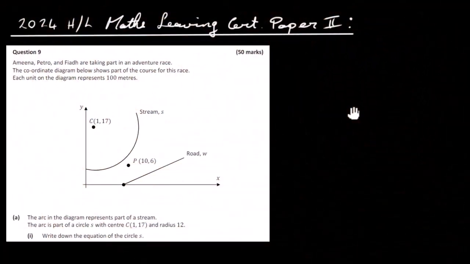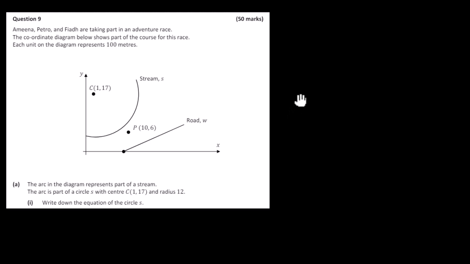This is the 2024 Higher Level Maths Leaving Cert Paper 2, question 9. Amina, Petro and Fiak are taking part in an adventure race. The coordinate diagram below shows part of the course for this race. Each unit on the diagram represents 100 meters.